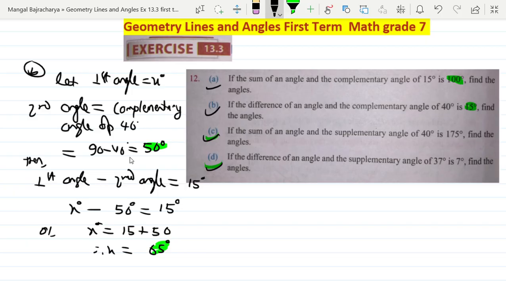So of this exercise 13.3, from number 3 up to number 12, I made it clear, I guess, is it? And if you have clearly understood the things how I have explained over here this time, right?